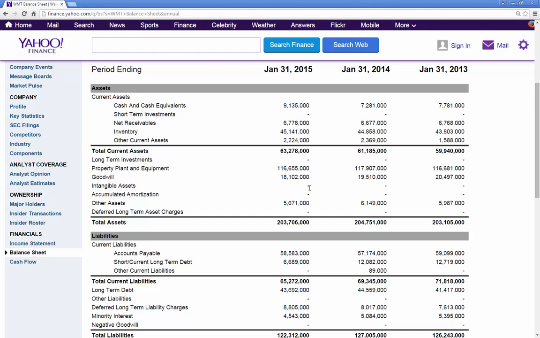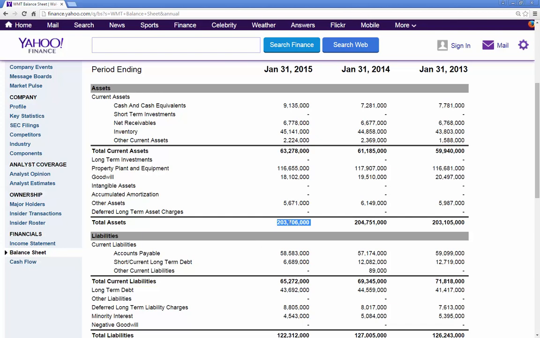Intangible assets include things like patents and copyrights. Accumulated amortization would be any value that had been subtracted off of those intangible assets as they were used up over time. Since they had no intangibles listed, they also have no accumulated amortization. And then other assets. These are assets, again, that don't fall into any of these categories. It's a pretty big number for an other, right? $5.67 billion. So the total assets of Walmart are $203 billion.